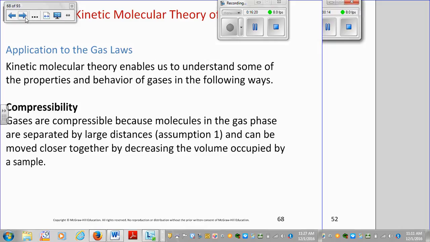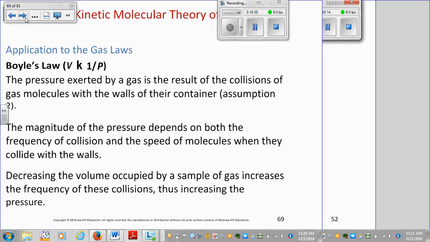So like I said, we can tell you the gases are compressible because there's large distances between them. And pressure is gas molecules colliding with the walls. So it's the frequency of collision and the speed of the molecules when they collide with the walls. So if I decrease the volume, I increase the frequency of the collision. Does that make sense? Or not, if you don't understand.